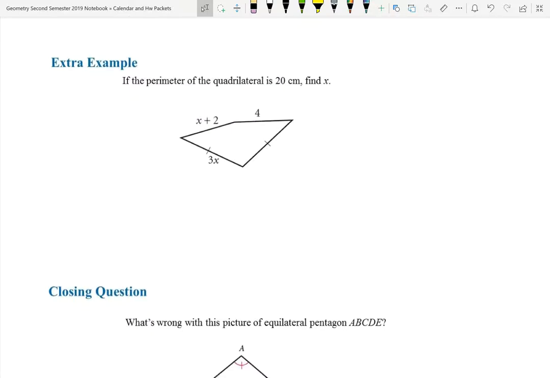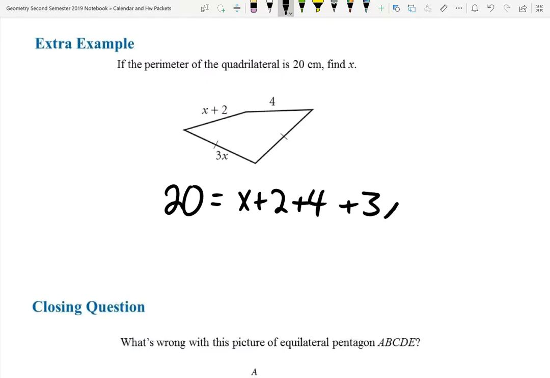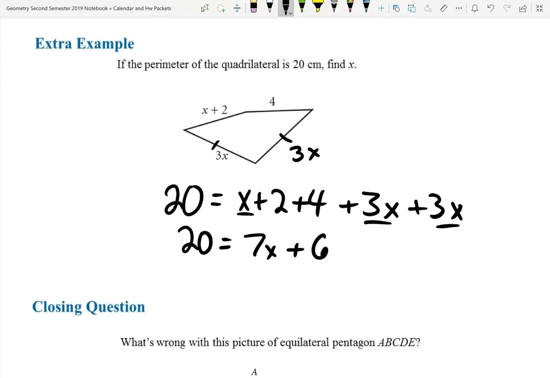So as an example, if the perimeter of the quadrilateral is 20, find x. Okay, so 20 is going to equal all of the sides added together. And this is marked congruent here, so that's also going to be 3x. Let's go ahead and combine like terms. So x, 3x, and 3x is 7x, and 2 plus 4 is 6, and subtract 6 from both sides. 14 is 7x. Divide both sides by 7, and x is equal to 2.